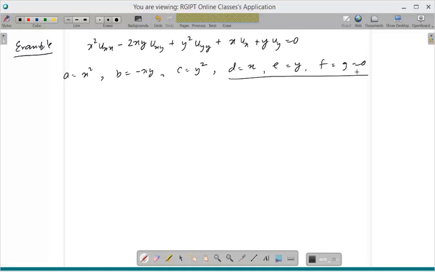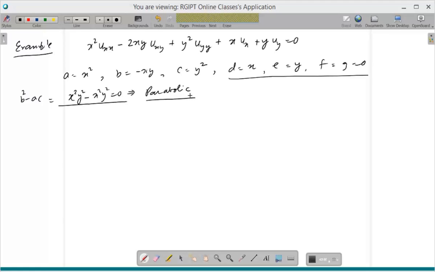Okay, but these are not of any use to us. We are concerned with a, b, and c. So first of all, let's check what kind of equation that is. B squared minus AC is x squared y squared minus x squared y squared, that is 0. That means it's parabolic.